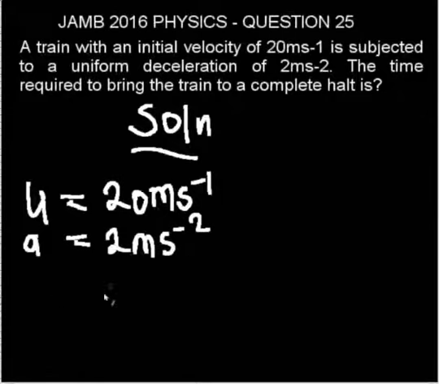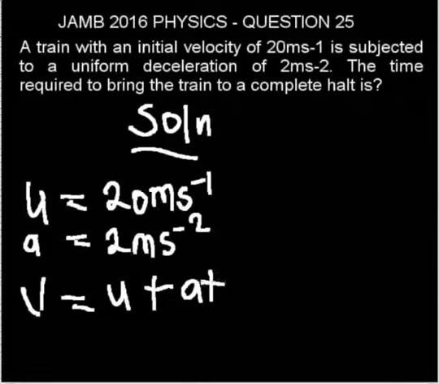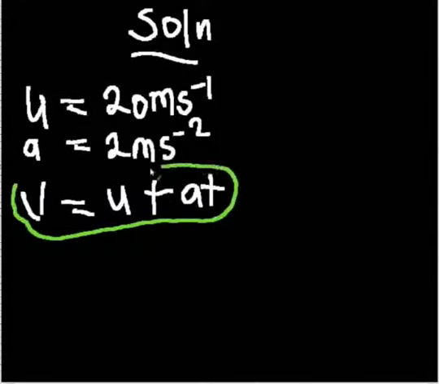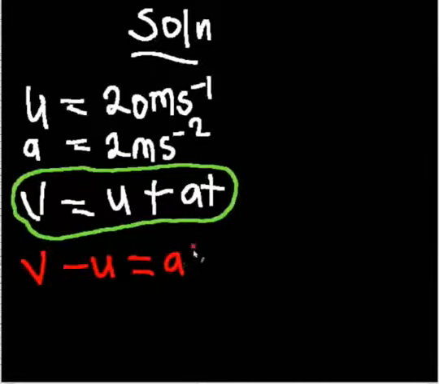So we are going to use one of the equations of motion, as I said earlier. V is equal to u plus at. So we can modify this equation by saying V minus u is equal to at, to make it simpler for us to make our t the subject of the formula. So from this equation, we can simply make t the subject of the formula by dividing both sides of the equation by a.